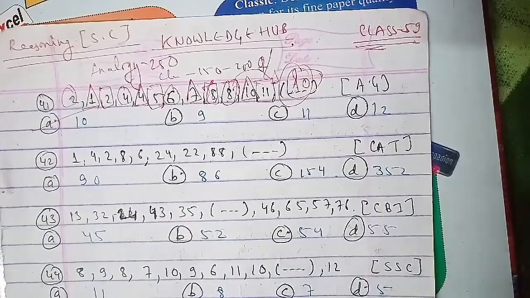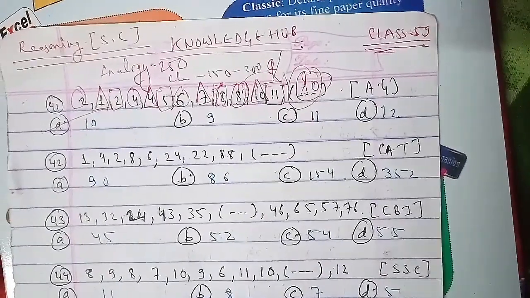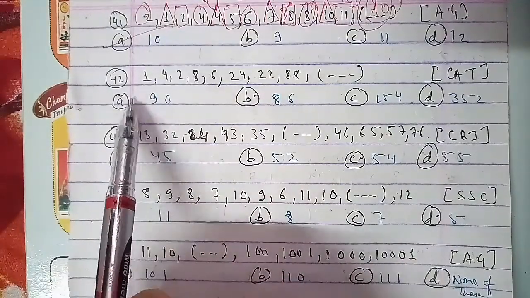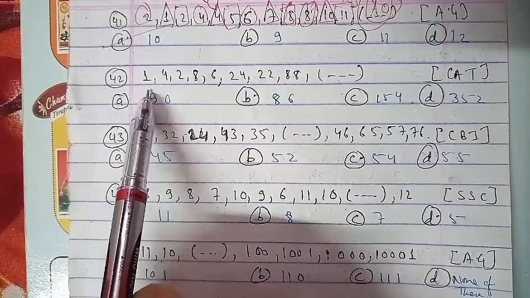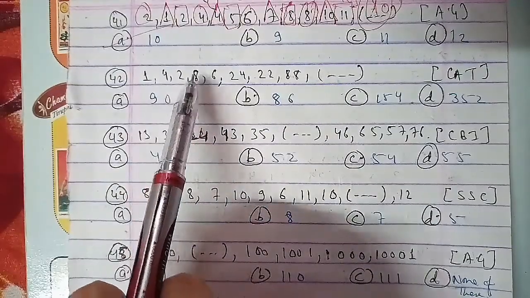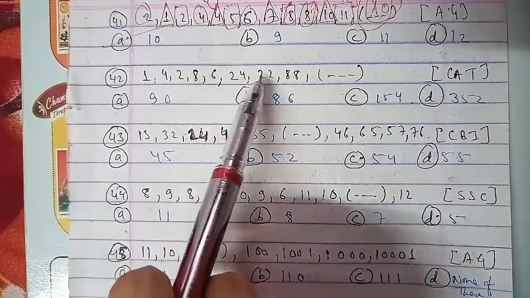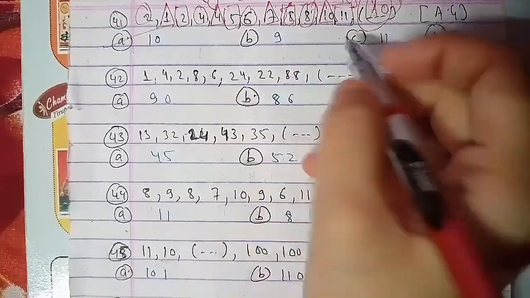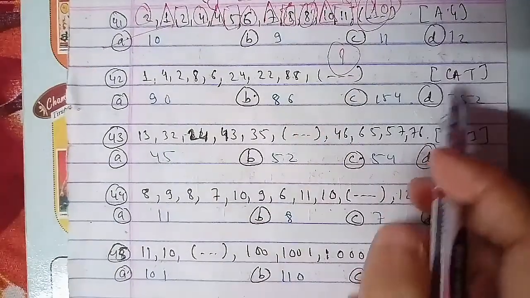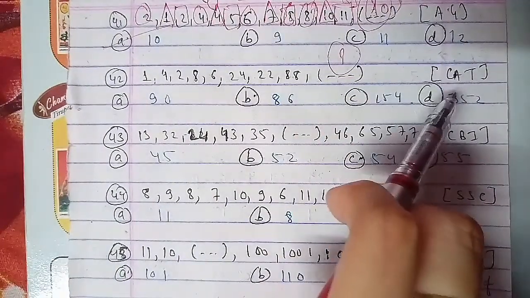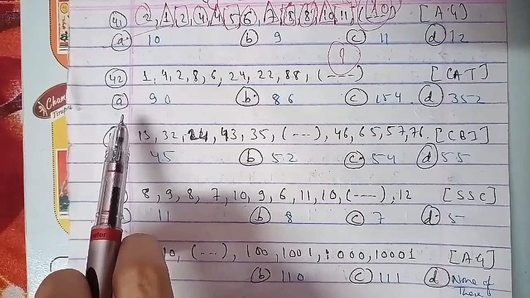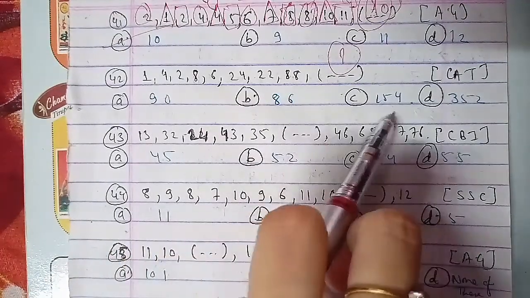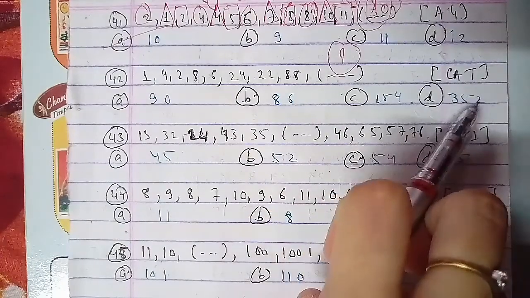Moving on to the next question, that is question number 42. You have a series 1, 4, 2, 8, 6, 24, 22, then 88, and you have to find out the next number. This was asked in your CAT question paper, and the options we have are: option A is 90, B is 86, C is 154, and D is 352.